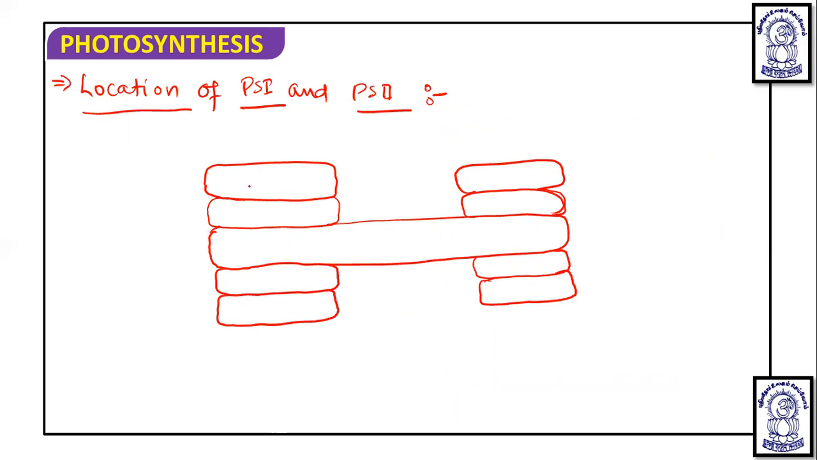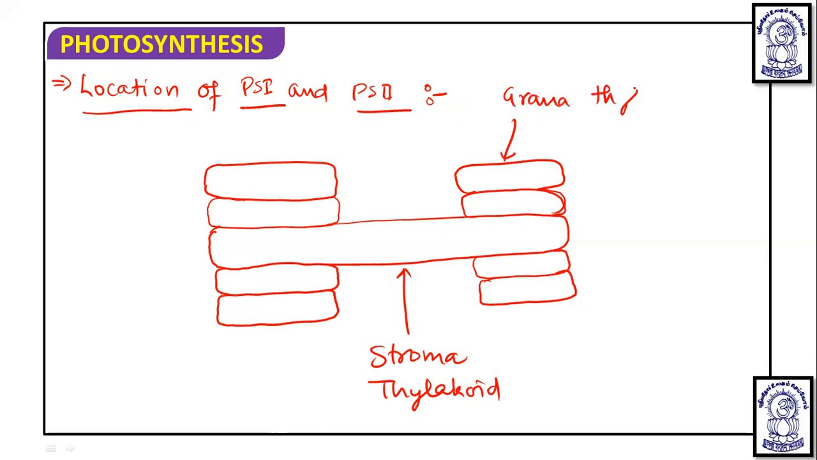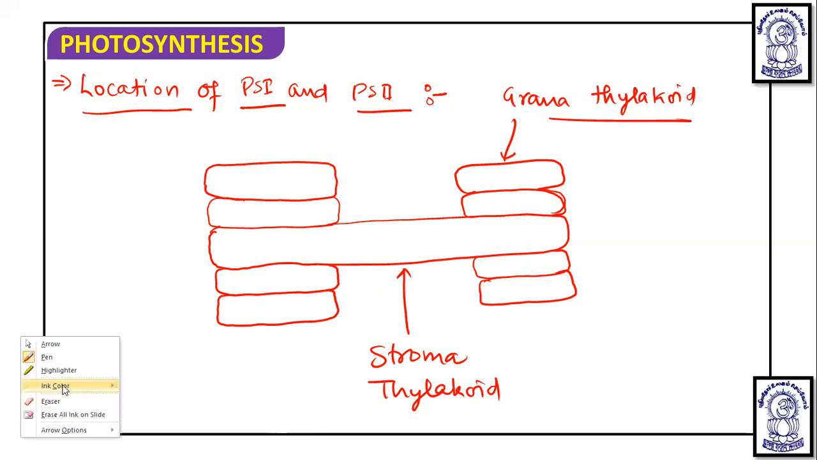So this is the grana thylakoid and this is the stroma thylakoid, and these are their membranes. Now, dear student, where photosystem 1 and photosystem 2 are located, that we have to discuss.